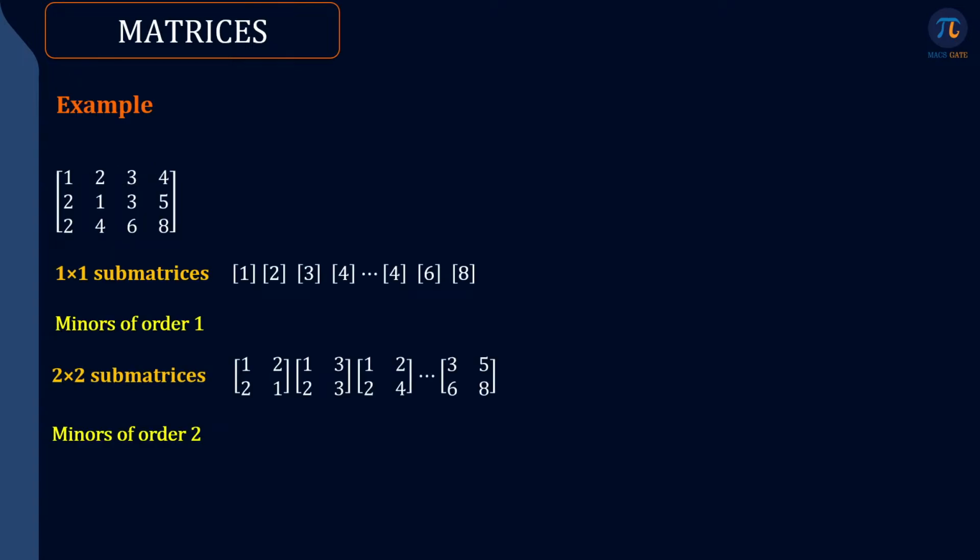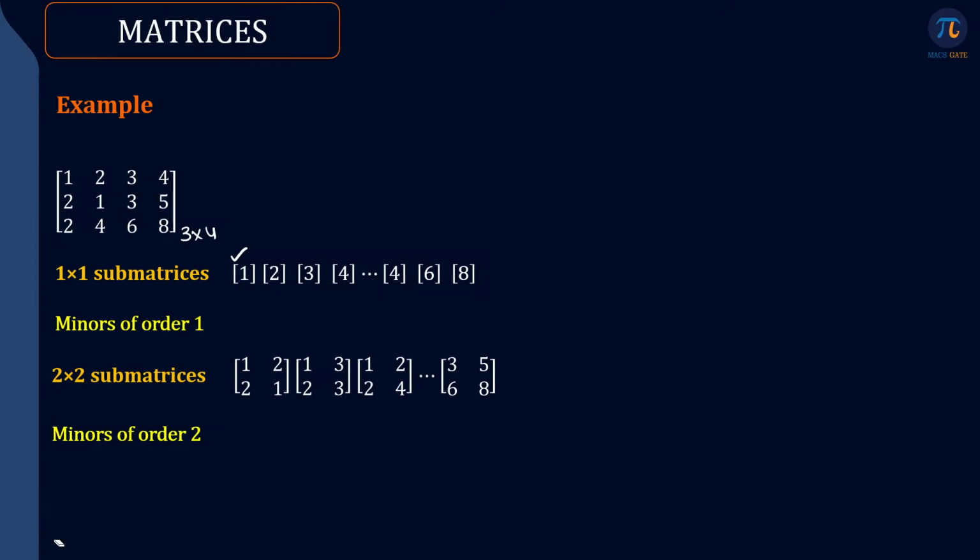Now I'll just give you a few examples to understand this better, so that we can understand the definition of rank very well. Now consider this matrix. It's not a square matrix. It has 3 rows and 4 columns. Now I can get one by one submatrices. For example, if I remove these 2 rows and these 3 columns, I get a submatrix. This is the one.